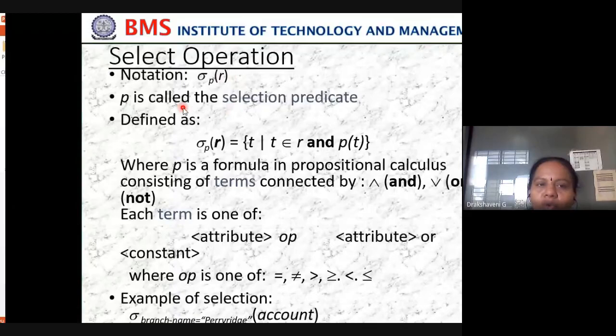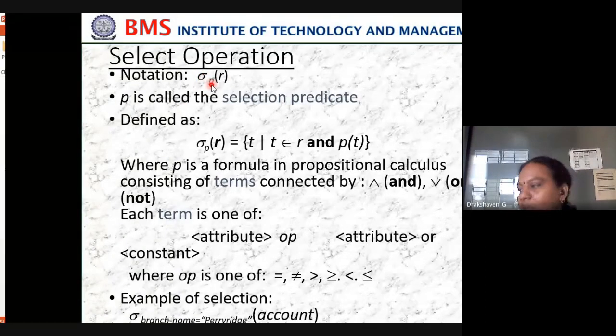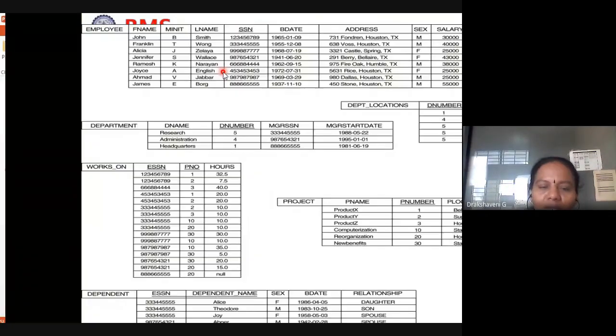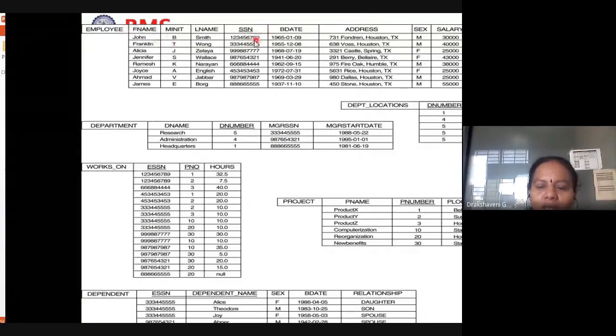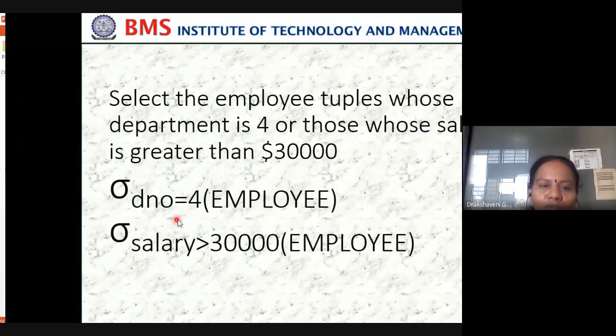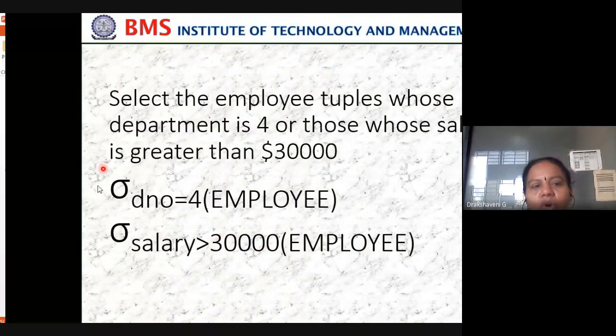Next, how do we represent it? We use sigma, where P is a predicate and R is a relation. Look at this table, where at the end we have a D number. I want a person who is working for department 4, or I want the person whose salary is more than 30,000, from the employee table. That is what is called sigma.